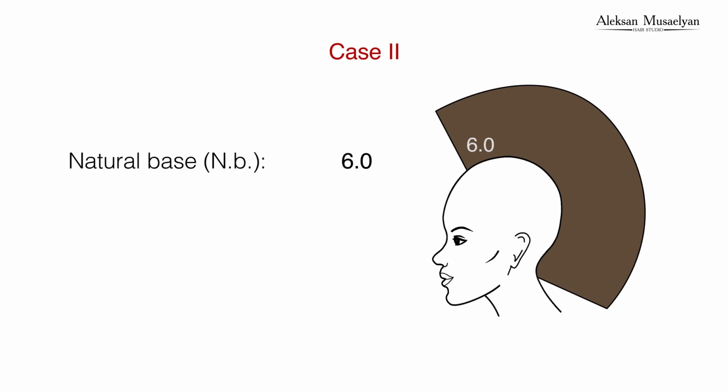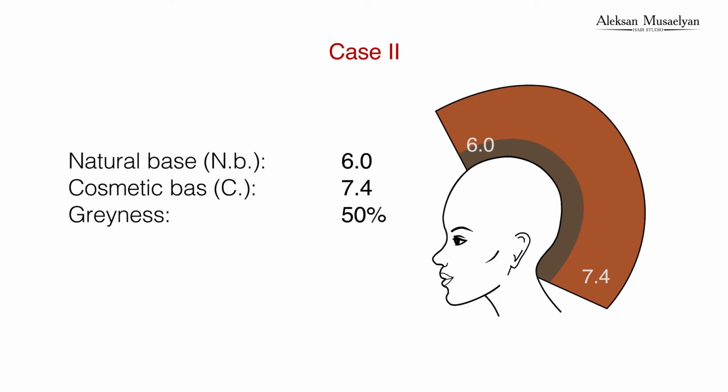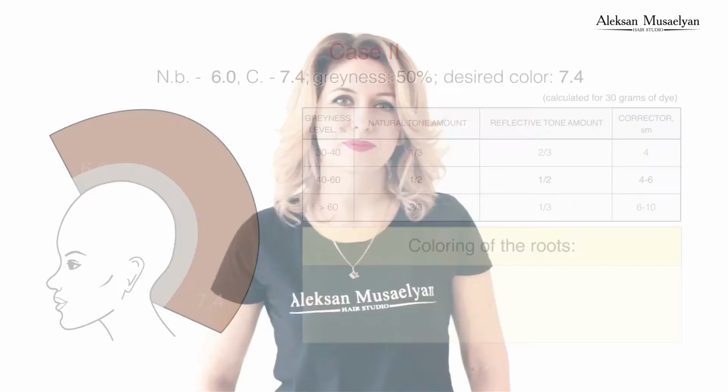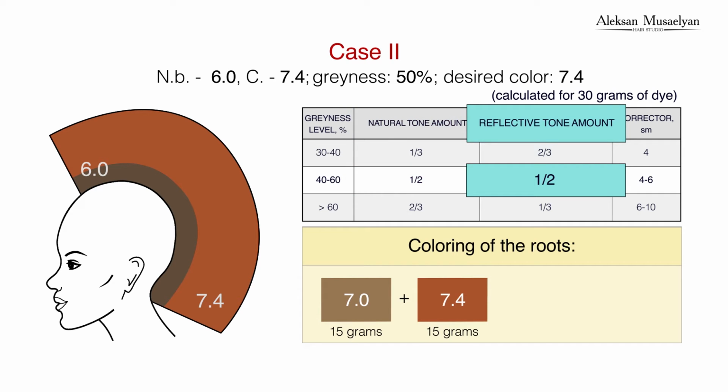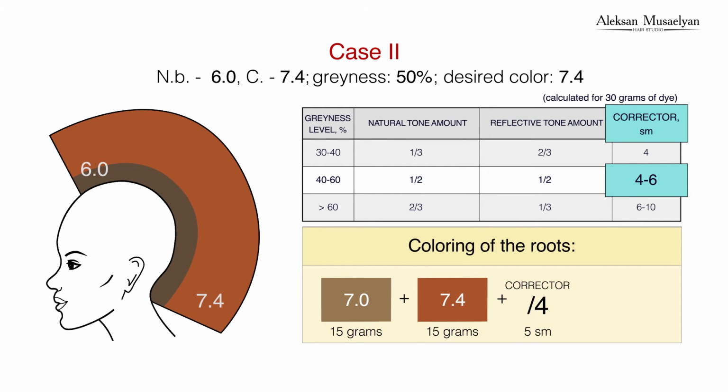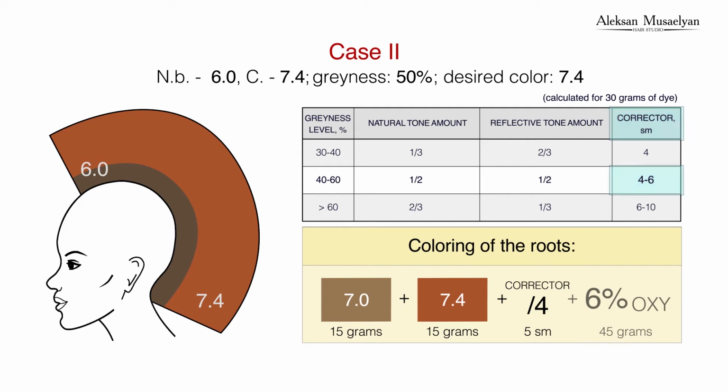The second case: original color, natural base is 6.0, cosmetic base is 7.4, grayness is 50%, desired color 7.4. Let's mix the coloring cocktail using our table. For coloring of the roots, we take 15 grams of the natural 7.0 color plus 15 grams of the desired 7.4 color plus 5 centimeters of corrector plus 45 grams of 6% oxidizer.